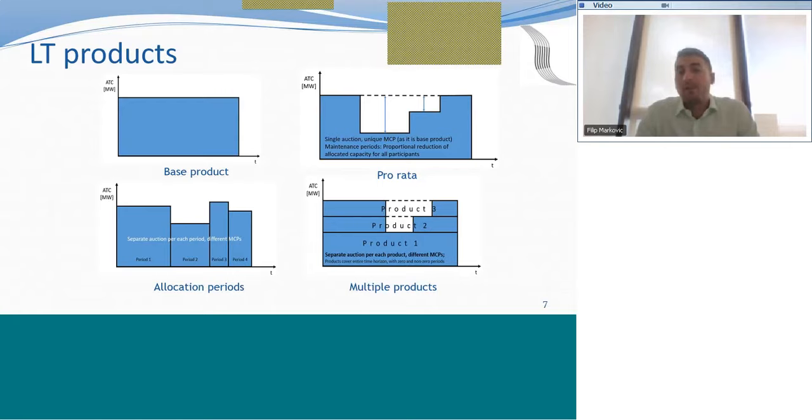Product can be divided in allocation periods. In that case, there is a separate auction organized for each period with different clearing prices. This type of product can often be seen on Montenegrin and Bosnian borders.